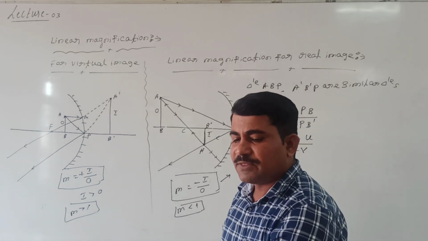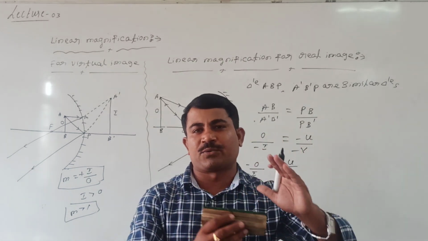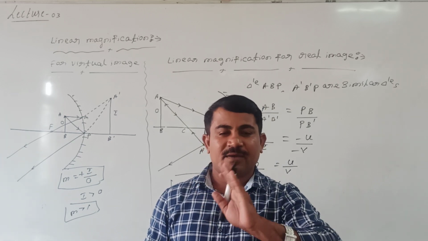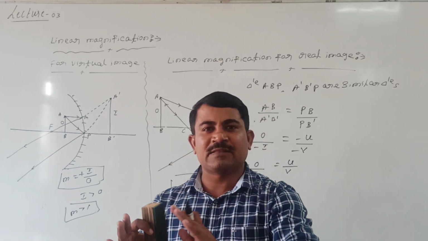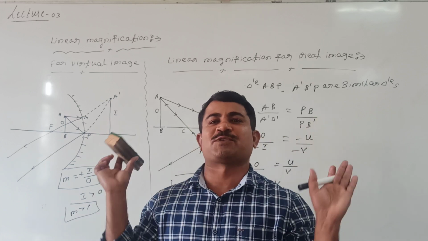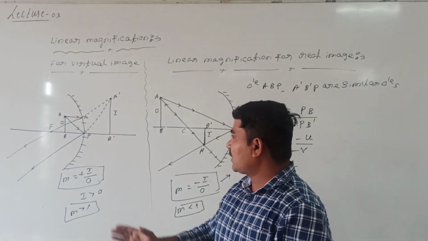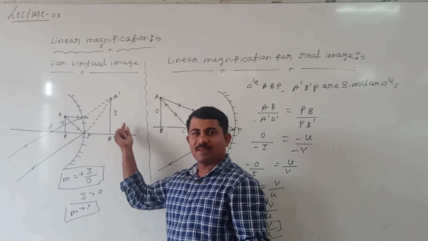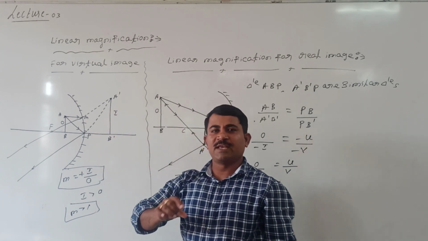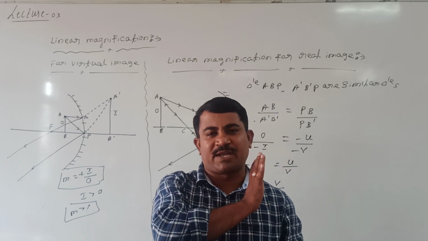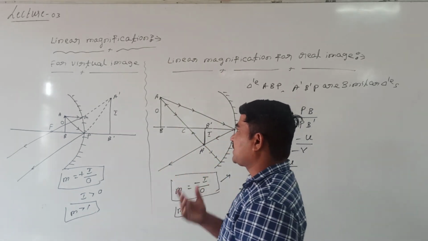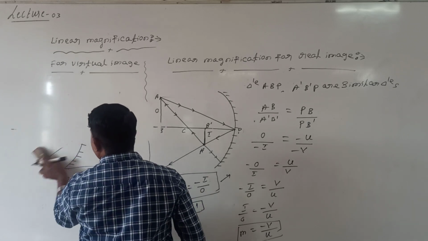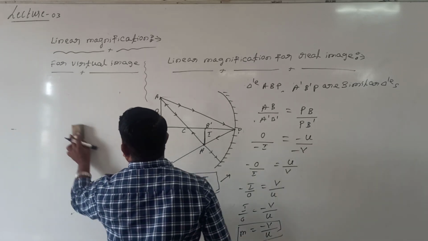Look at me. Then for a convex mirror, again how to take? We know that wherever the image is virtual, the linear magnification is always positive. Remember this point. Because here this image appeared behind the mirror, we are calling this a virtual image. Then similarly for a convex mirror, one more case we'll see, how the linear magnification is taken.